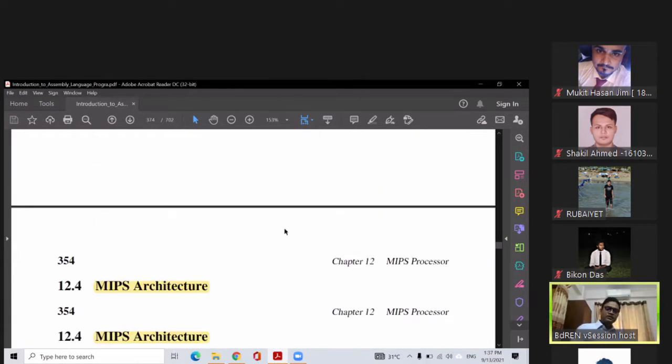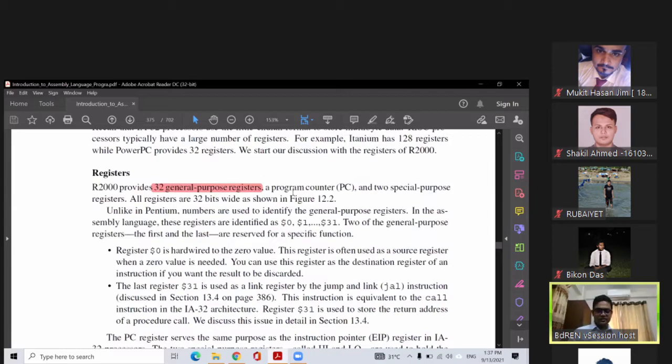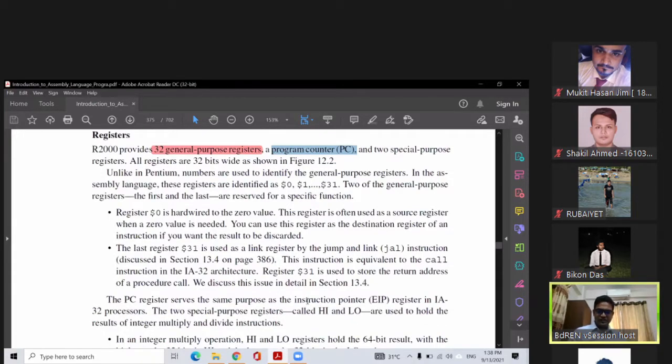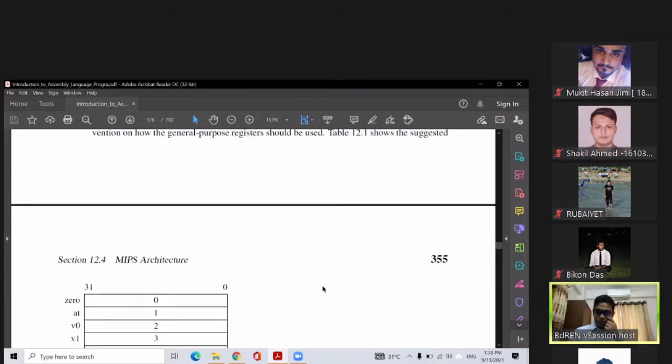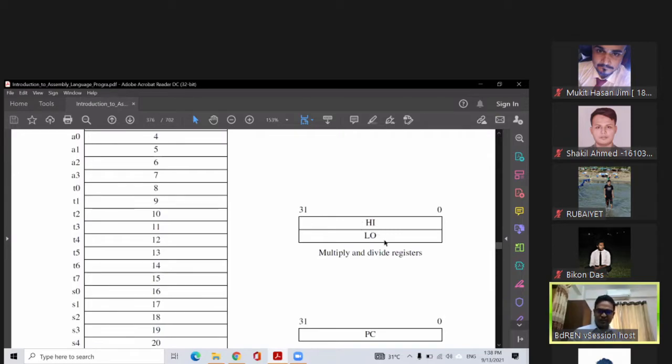the registers. So we know that there are 3 types of register: general purpose, where we have 32 general purpose registers, one program counter, which is very similar to the EIP, the extended instruction pointer register, same thing, and the special purpose registers. In these 2 special purpose registers, we have high and low. Although they are called multiply and divide registers, the name is actually special purpose registers.